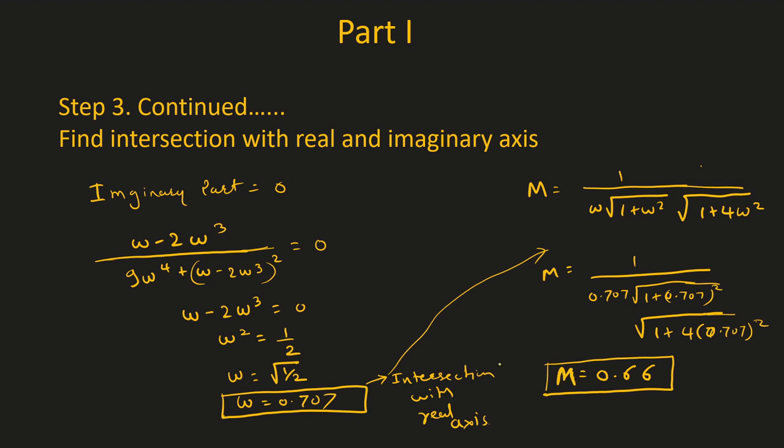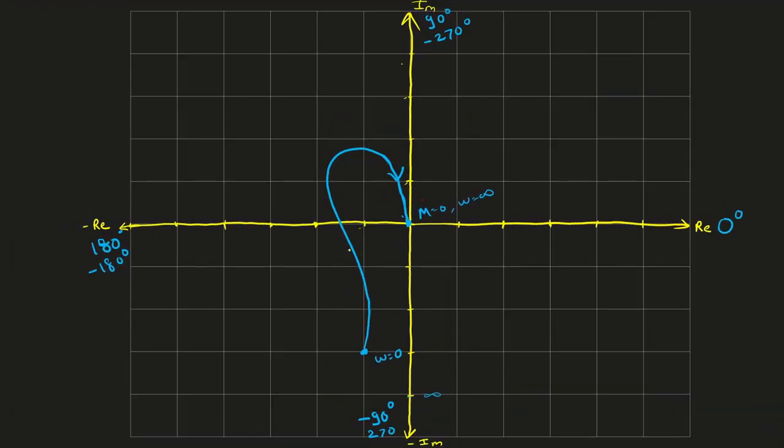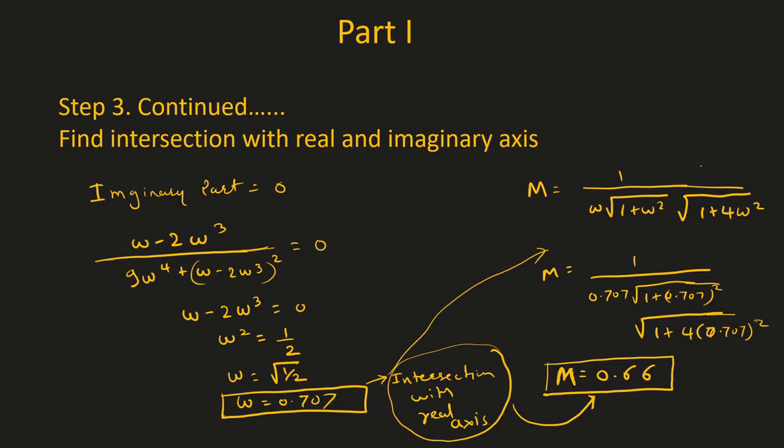So the intersection with the real axis is at minus 0.66. So let's draw this intersection point here. Now once we got the intersection with the real axis, in the next slide we will find out the intersection with the imaginary axis.